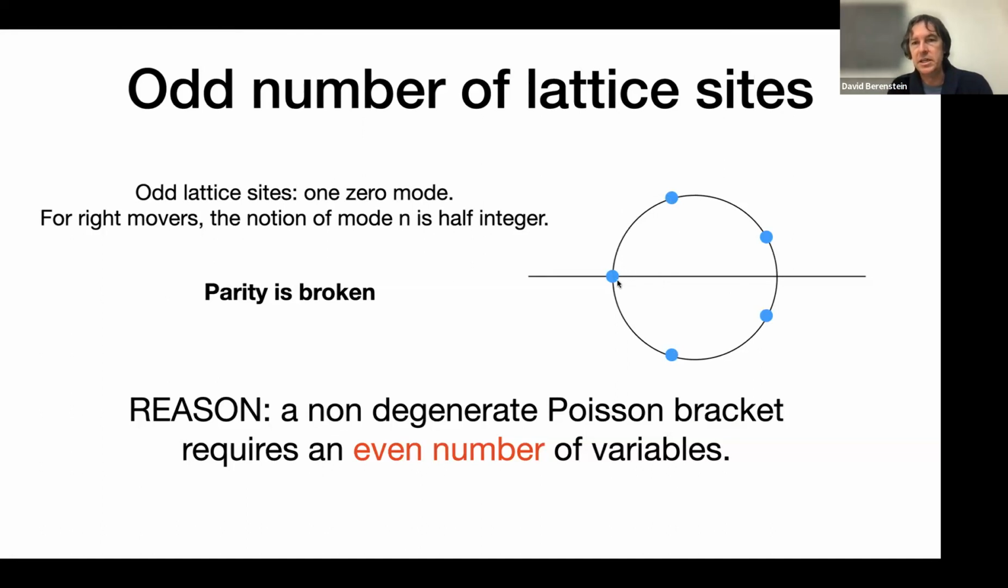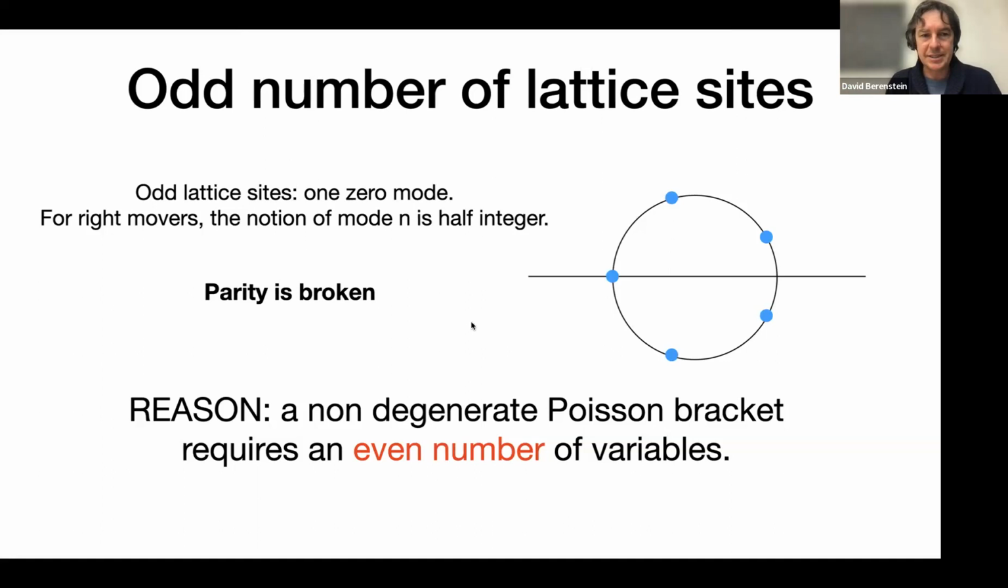first of all, the states are not parity invariant, meaning that the spectrum of the left movers and the spectrum of the right movers becomes different. So parity is broken. But here you have, let's say, a 0 mode for the left movers, and for the right movers, there's no 0 mode. And the notion of the mode n is a half integer. So what you have is that the left movers are periodic, and the right movers are antiperiodic.